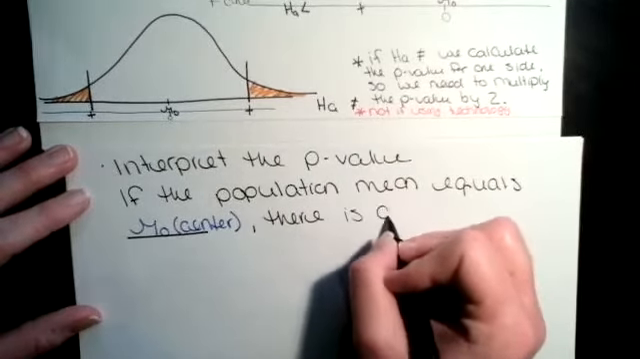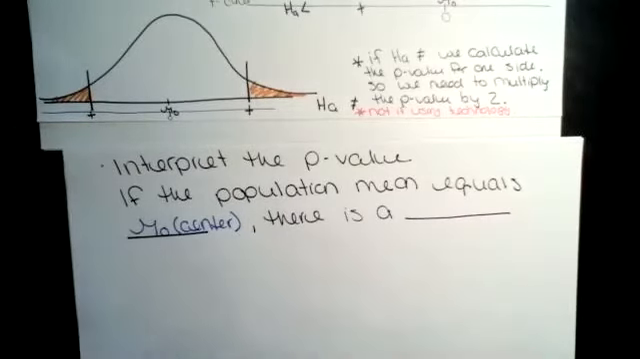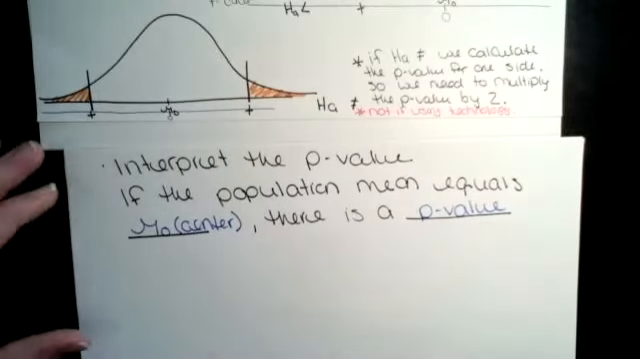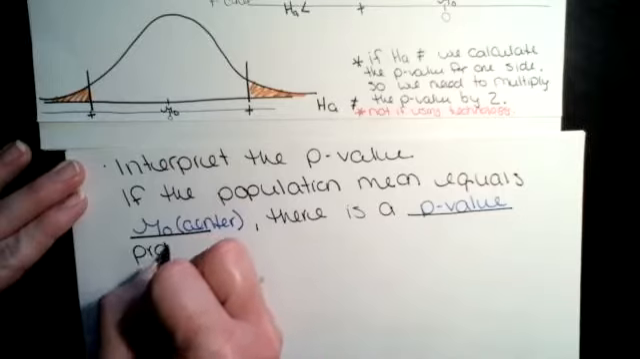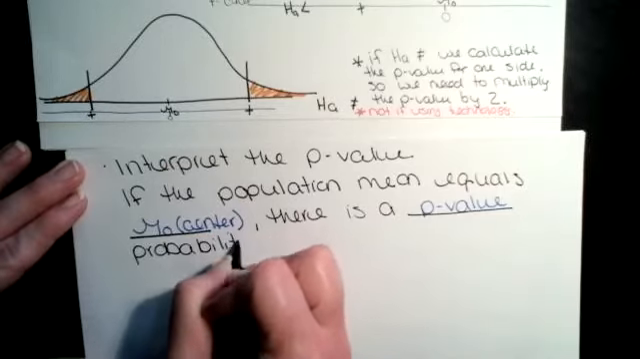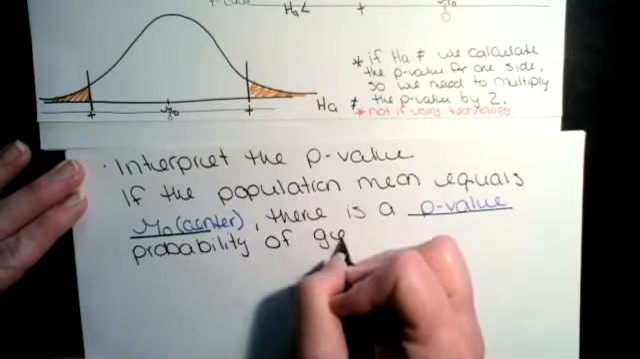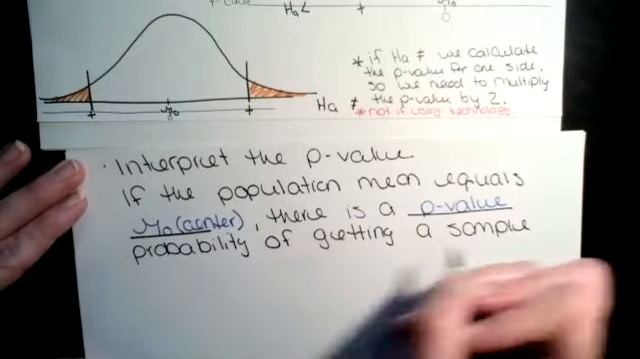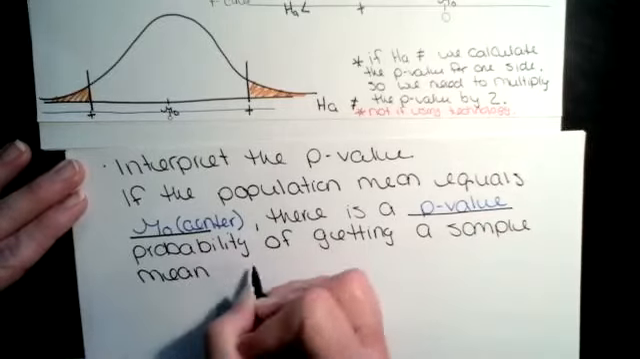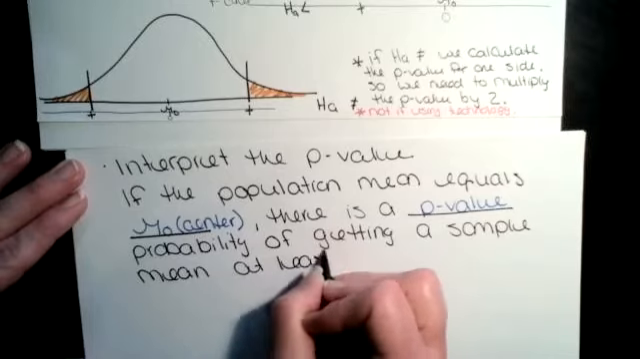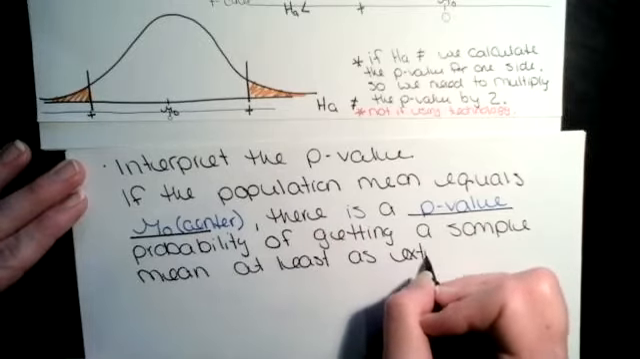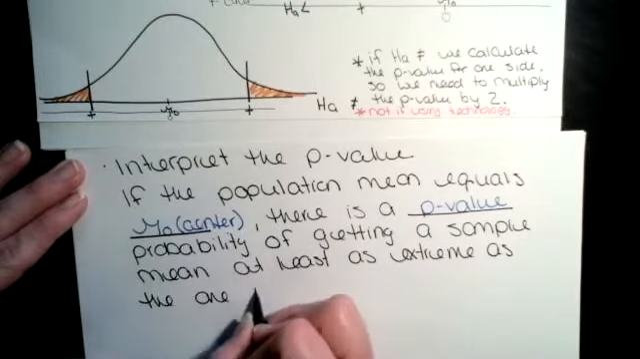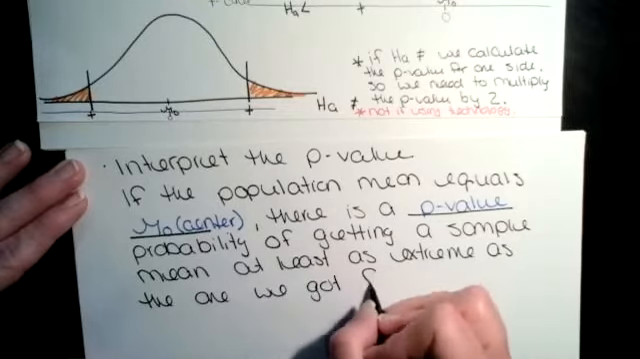There is a p-value probability of getting a sample mean at least as extreme as the one we got from sampling.